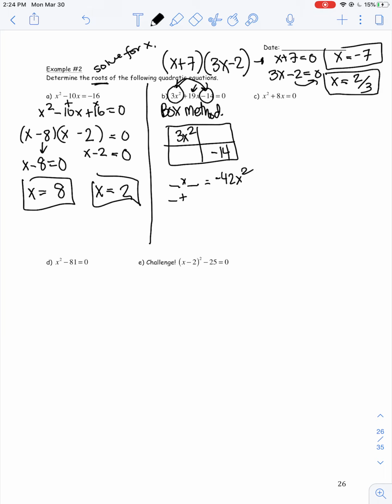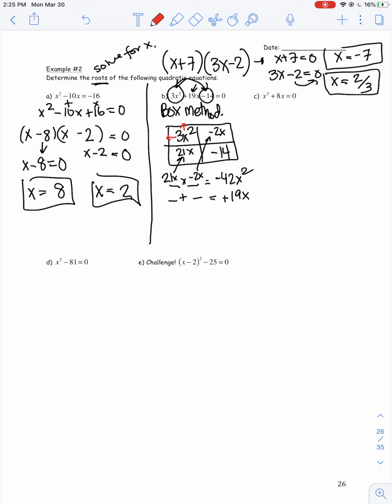So you still have to find the two numbers that multiply to these, so that we already said was minus 42x squared, and they still have to add up to the middle, which is positive 19x. So we already found those numbers as 21x and negative 2x. And then what you do is you take those numbers and place them in these boxes in any order you want. Okay, and then our next step is to figure out what side lengths we should have for the box.